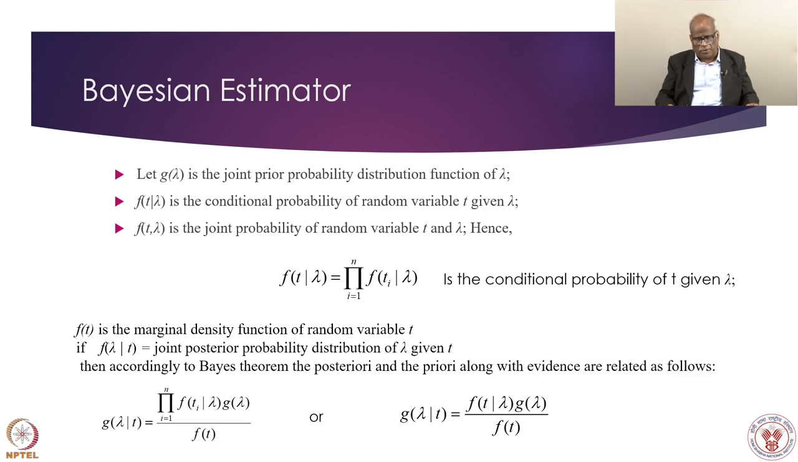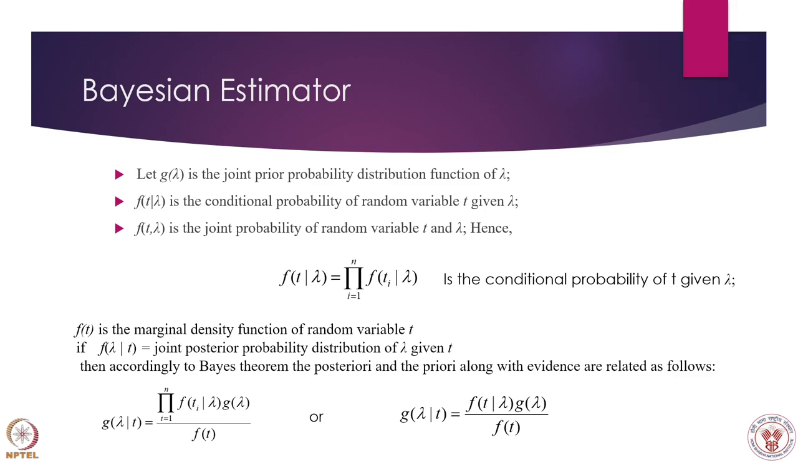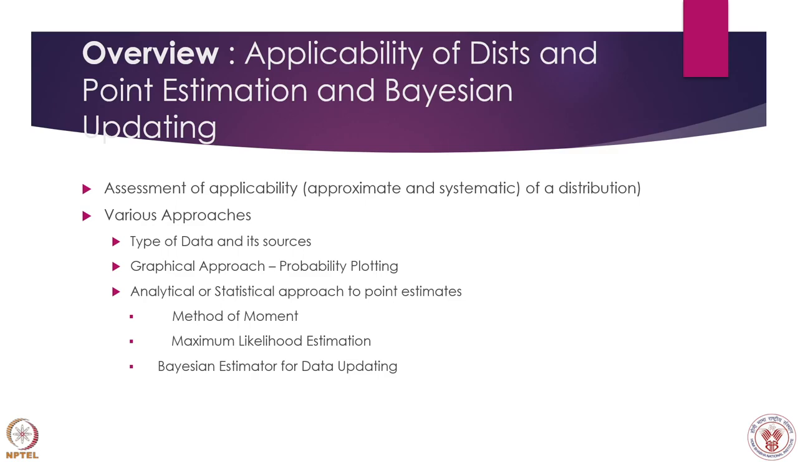When we study probabilistic risk assessment, we'll use this method for estimating a parameter, because there we are working on the data. So in this lecture, we have seen assessment of applicability of a distribution, various approaches and types of data. There was the graphical approach, the analytical method of moments, and maximum likelihood estimate. These are basically estimating the point estimate. The Bayesian estimator falls in point estimators also, and it falls under confidence interval, which will be the next lecture.